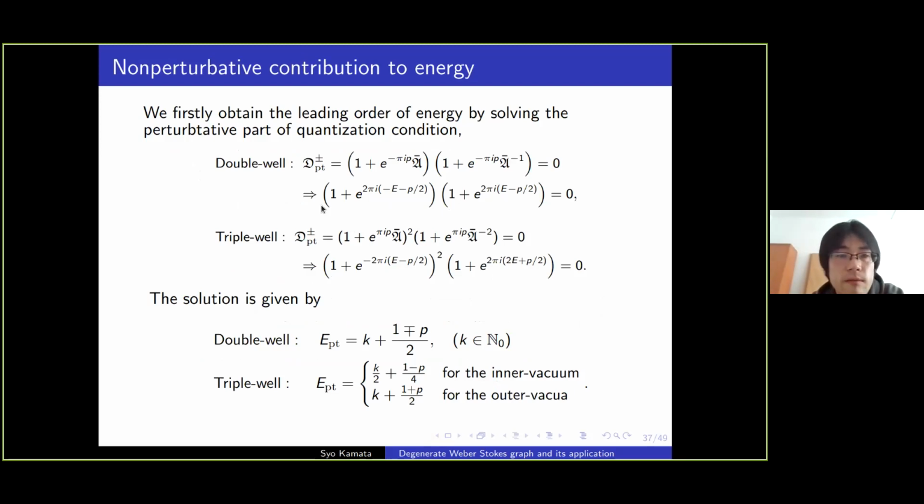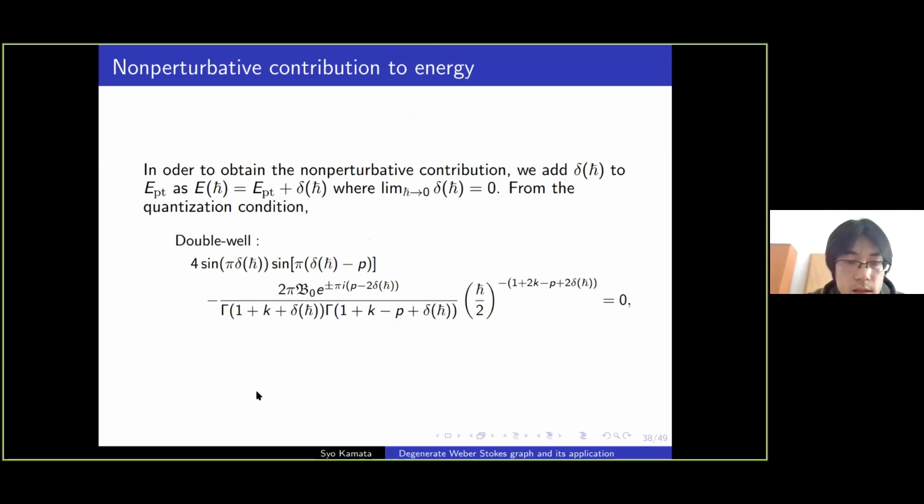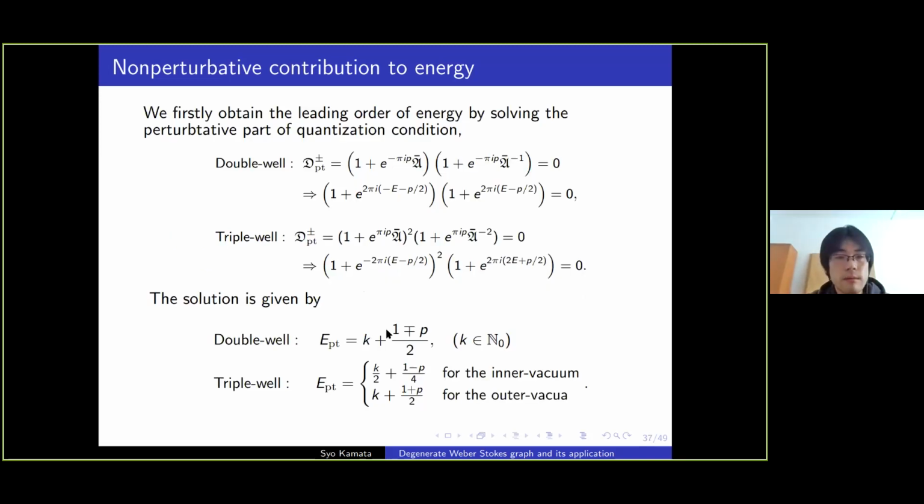But now let us first focus on the perturbative part. So the perturbative part is given by this form, and now looking at leading order, this can be written in this form. And in the case of the triple well, in a similar way, it has this form. And the solution for E can be obtained when one of them is 0, either here is 0, or here is 0. So by looking at this, you can immediately get the energy spectrum, and now K is the energy level.